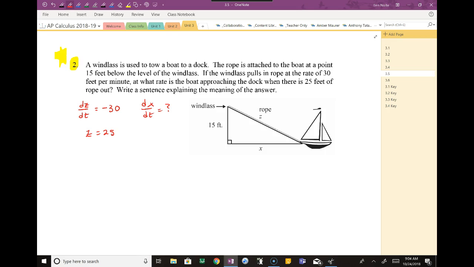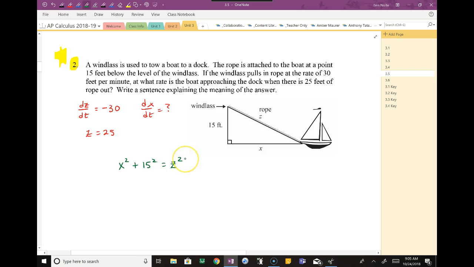So if we're talking about a right triangle and we're analyzing the lengths of those sides, what formula do you think that we're going to use? Pythagorean theorem. Okay, so set up the Pythagorean theorem for me. It's going to be x squared plus 15 squared is equal to z squared.